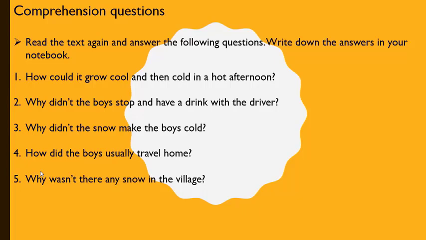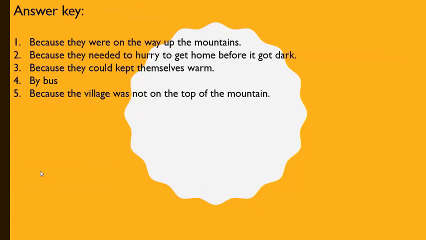Alright, so now it's time to check the answers. So number 1, how could it grow cool and cold in a hot afternoon? So the answer is because they were on the way up the mountains. So in a mountain, when you go higher, the air becomes colder and colder, and it might even snow in a European country.